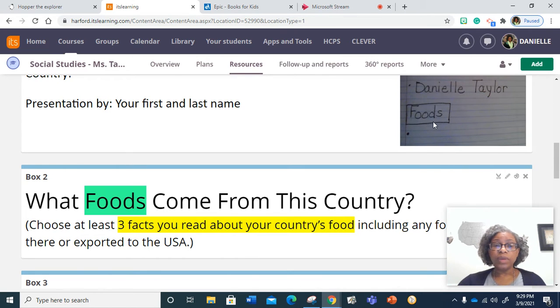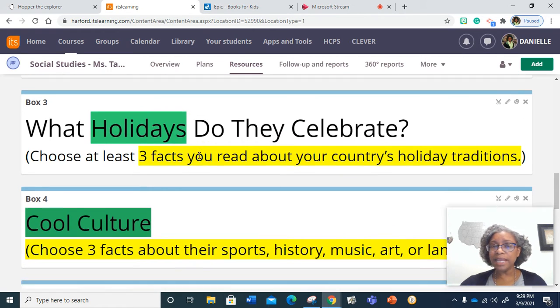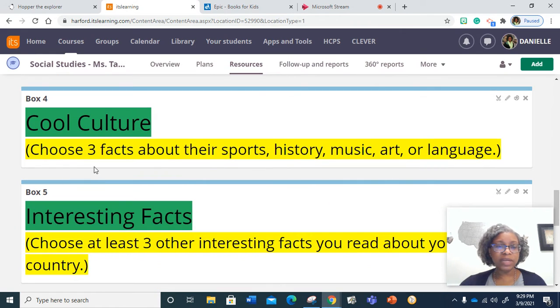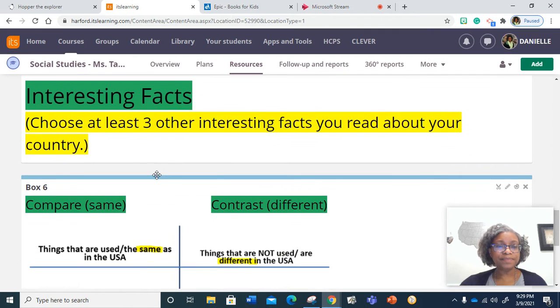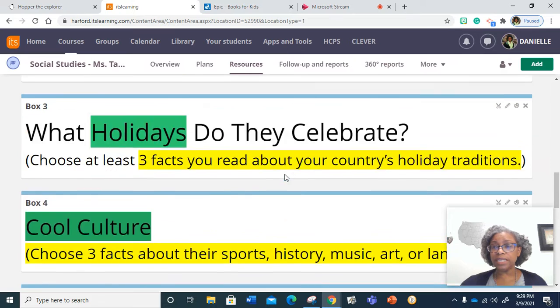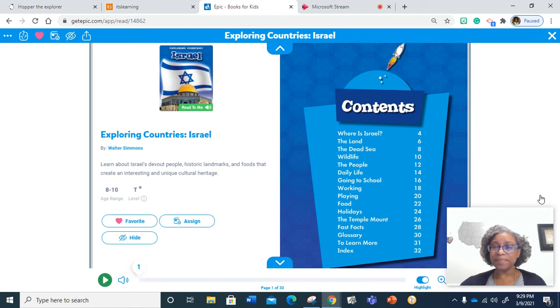So, you can see that we're going to talk about food, and you're going to give us 3 things, and then holidays, 3 facts, cool culture, again, 3 facts, and you'll get into that, interesting facts. And then you're going to do some compare and contrast. How is Israel or your country the same as the United States? And then the contrast, how is it different? So, what you're going to be using is your Epic. So, here we are. Here's Miss Taylor's book. It's a Read to Me.